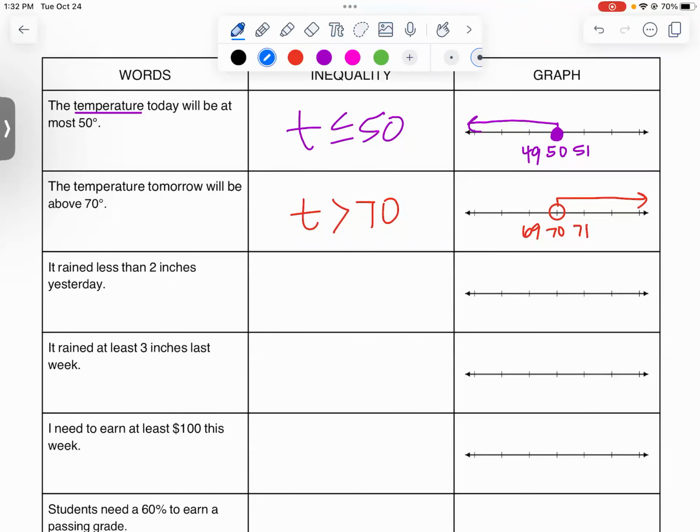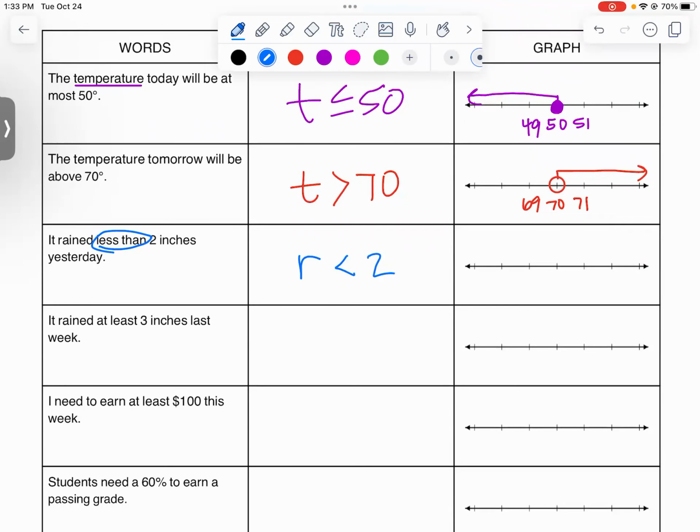All right, let's go to the third one. It rained less than 2 inches yesterday. Oh, that's pretty straightforward, right? It literally says less than 2 inches. R for rain. So 2, let's see, 1, 2, 3.